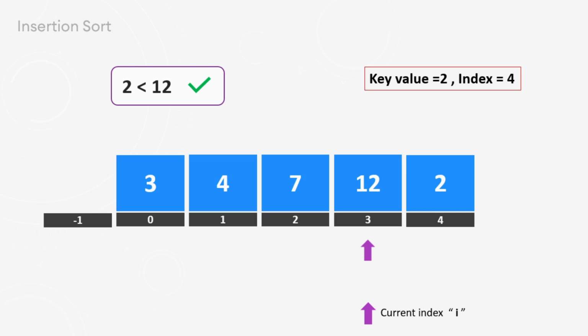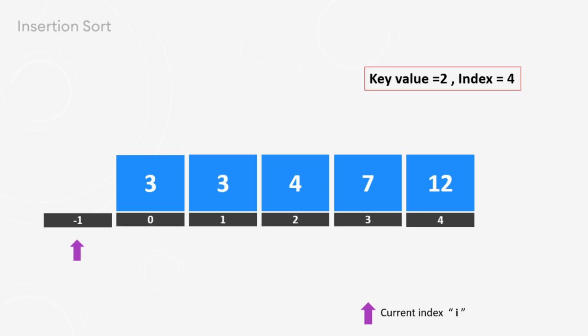Now my key element is 2. As 2 is smaller than 12, copy 12 to the right. Decrement I. 2 is smaller than 7, copy 7 to the right. Decrement I. 2 is smaller than 4, copy 4 to the right. And decrement I. 2 is smaller than 3, copy 3 to the right. Decrement I. As we have reached minus 1 index, the condition again failed. What must we do when the condition fails? Insert the key element at I plus 1th index. Now, if you can see, the array is sorted.